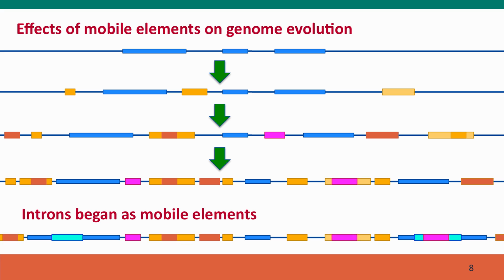Even the introns in our genes, it's quite clear now that they began as mobile elements that inserted themselves into what were previously intact coding sequences. So our genome gets bigger and bigger as more and more elements insert, and each element in turn is also a site where more elements can insert. So it gets bigger and bigger and bigger.